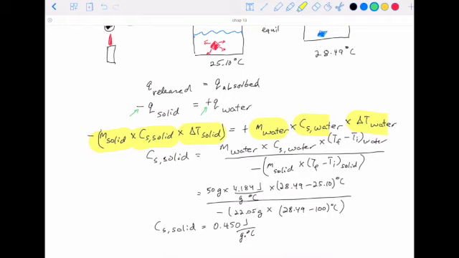My goal here is to solve for the specific heat of solid, so I'm going to do a little algebra to move everybody else to the other side of the equation. Then I should get this expression right here where I have the mass of water, C sub S of water, and the delta T, which is just final minus initial temperature of water, divided by negative M of solid times the final minus initial temperature of the solid. Now everything is in parentheses because I want to make sure the negative sign is outside of the parentheses.